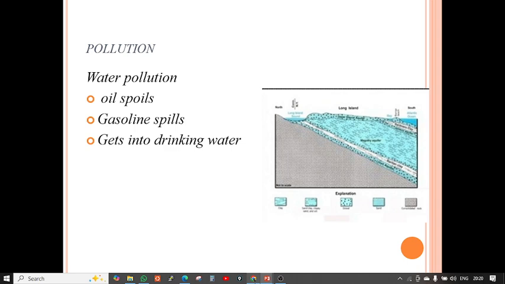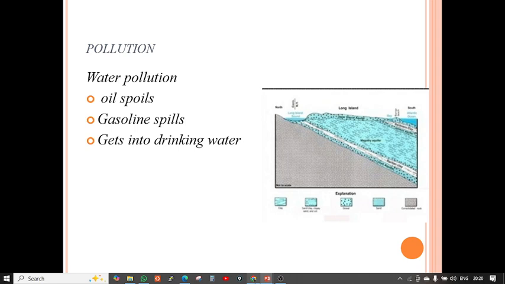We already discussed water pollution and air pollution, and their effects on human health, in the last classes. So obviously water pollution: oil spills and gasoline spills get into drinking water. These are the different pollution-related issues in water pollution. When oil is spilled in water, it cannot be used, and it cannot be treated on a large scale. Mostly in marine pollution, when oil tankers spill in the water, huge numbers of marine fishes and animals are going to die. All these are due to human activities.